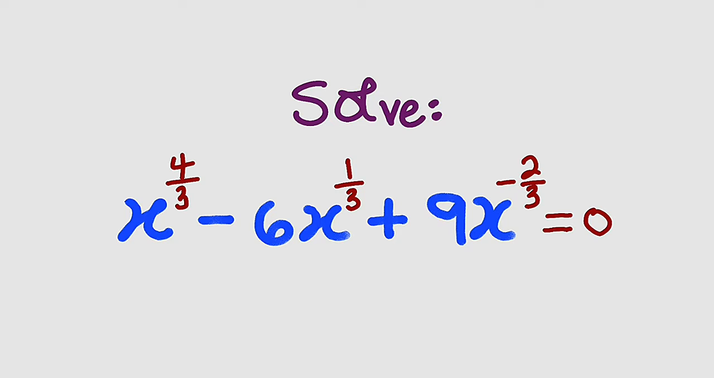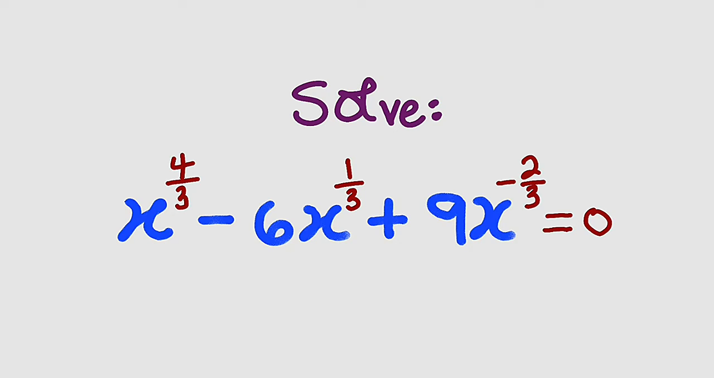We are asked to solve the equation x raised to the power of 4 divided by 3 minus 6x to the power of 1 divided by 3 plus 9x to the power of negative 2 divided by 3, the whole of this equal to 0. And we are only looking for the real value or values of x that can satisfy this equation.